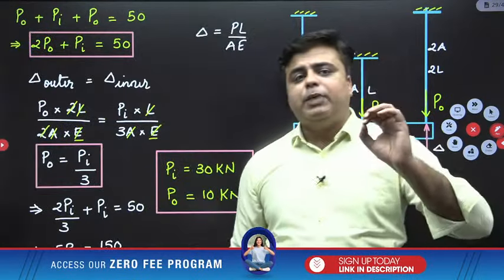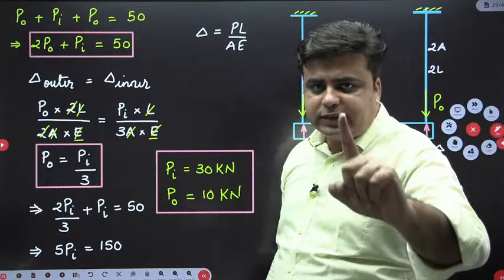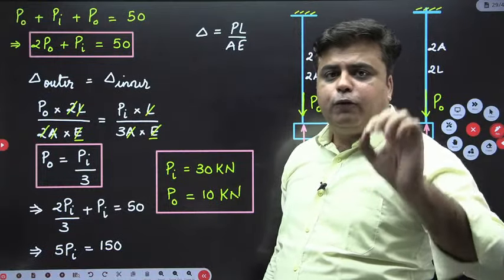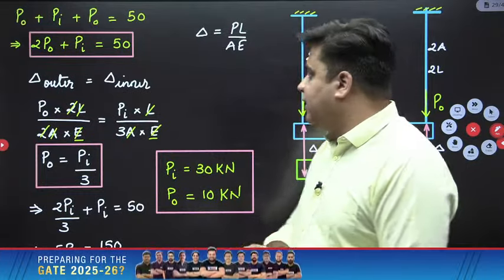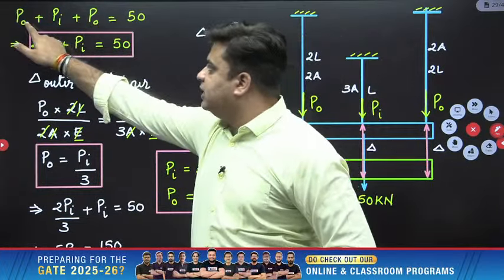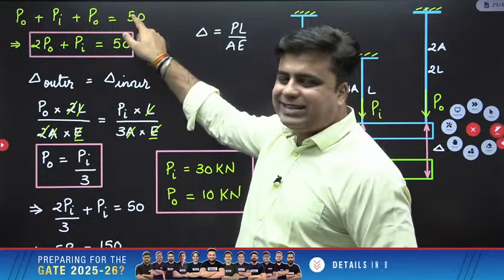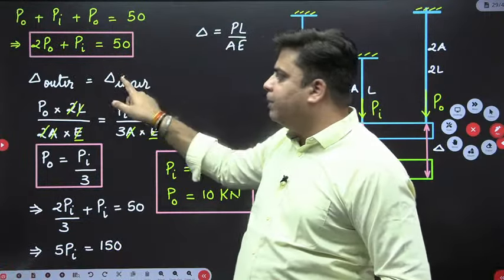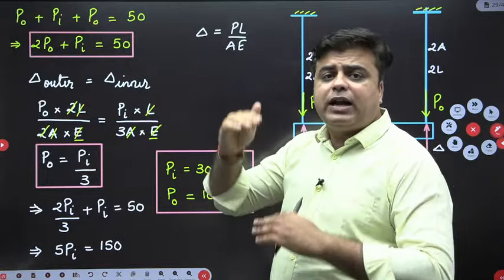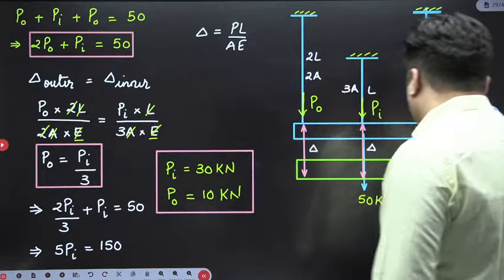So whenever the bars are connected in parallel, first thing is the sum of forces in the bars will be equal to the total external load. Sum of forces in the bars will be equal to the total external load. The second is the deformations in all the bars will be same which are connected in parallel. Okay, sir. Let's move ahead with this.